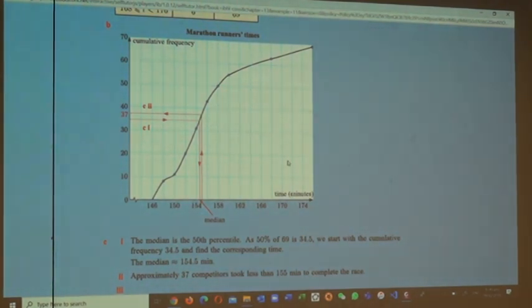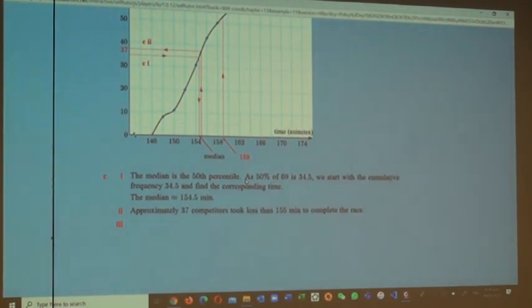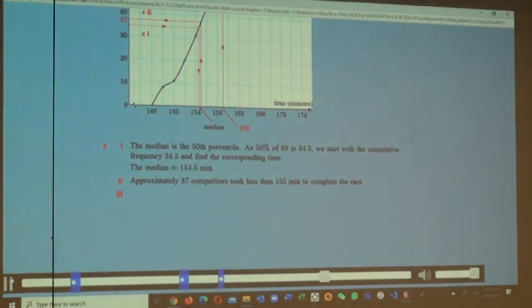This is 17. To write this number of competitors as a percentage of the total, we divide by the total number of competitors.